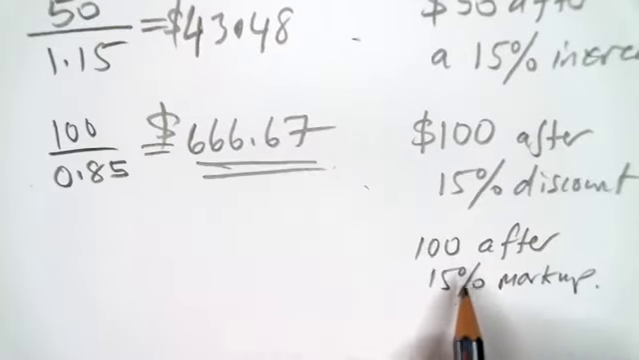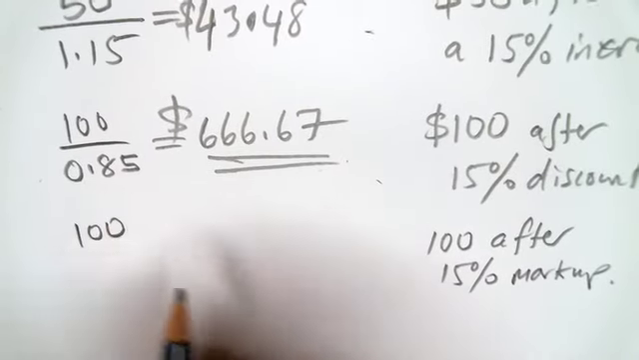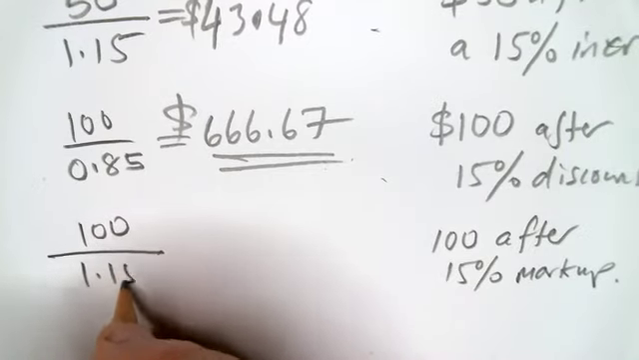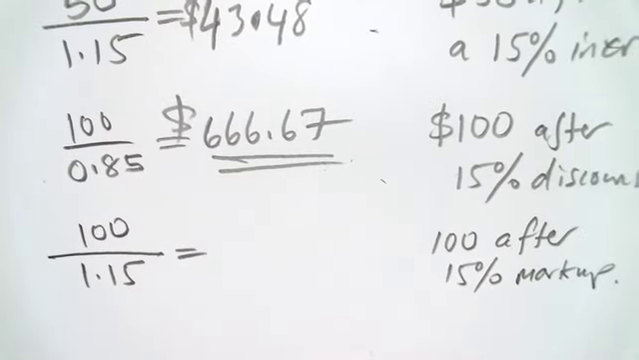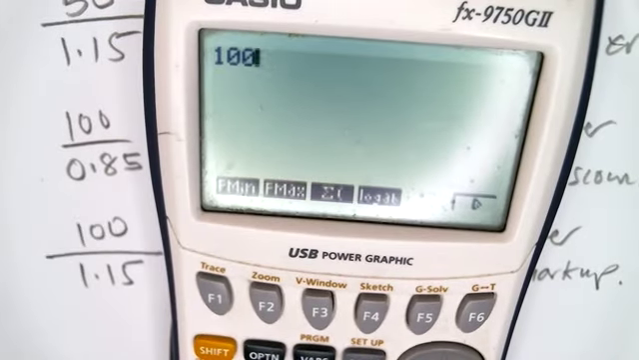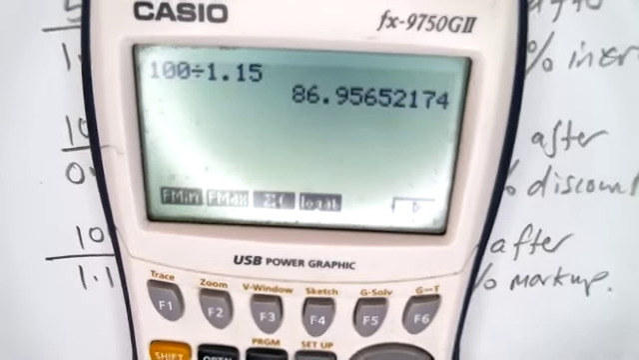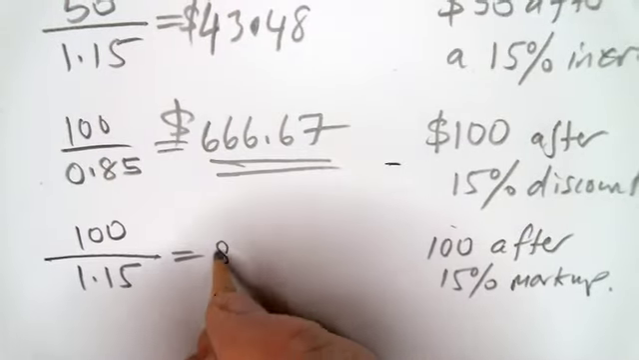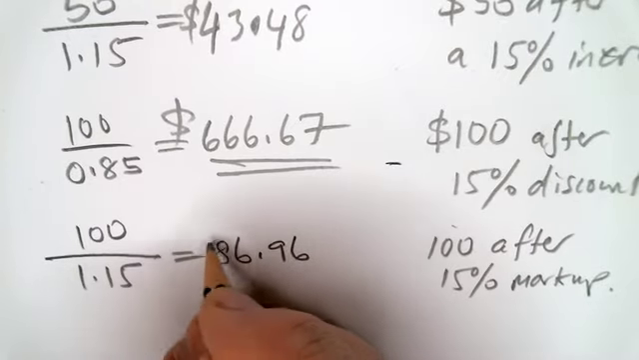In that case, it's going to be $100. We write the 100 and divide it by, well, a 15% markup is 1.15. What does that come to? Let's have a look. $100 divided by 1.15 is 86.96. So that's $86.96.